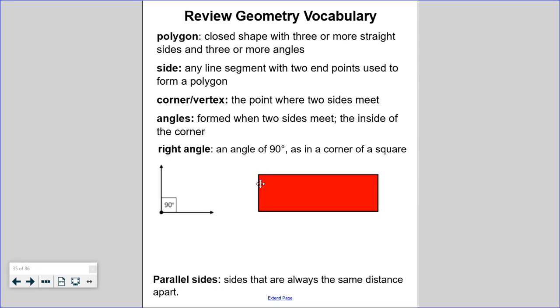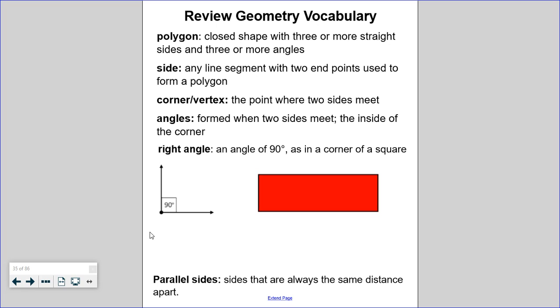The inside of that corner, which is formed when these two sides meet, is called an angle. And we talked about a special kind of angle called a right angle. A right angle is an angle of 90 degrees, and it's the perfect square corner, a corner of a square. So these lines make a perfect square corner, like the corner of a piece of paper, the corner of a book, the corner of a desk. Most of those things are right angles.